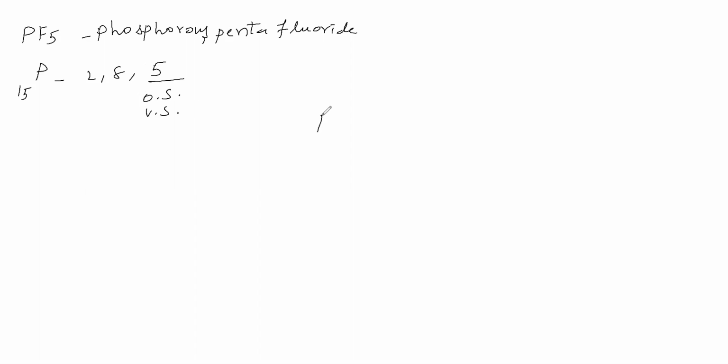Okay, so we'll take P. This valence shell has 5 electrons. Therefore, we'll write 5 dots. We know regarding fluorine, the fluorine valence shell has 7 electrons. Therefore, we give 7 dots. For each fluorine we are giving 7 dots because it is coming under group 7A.